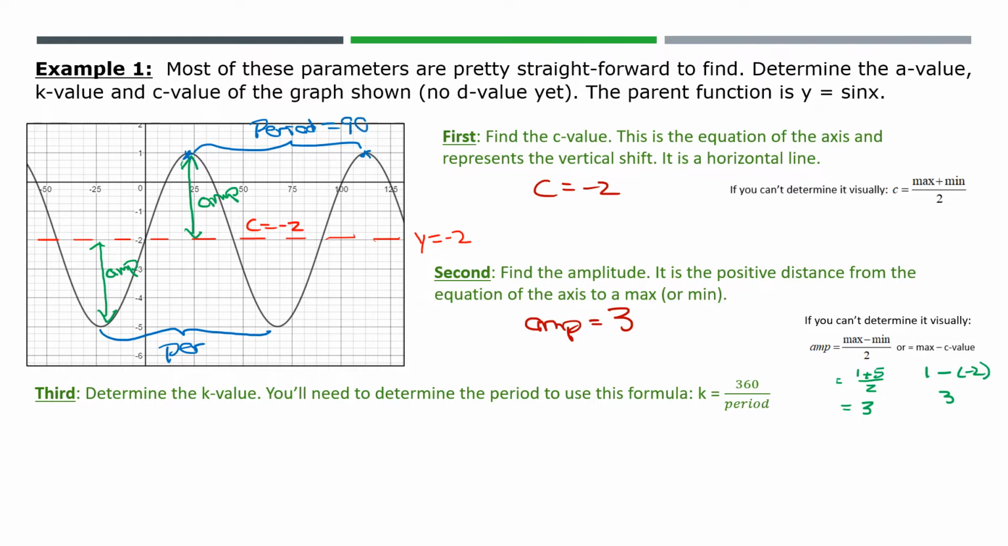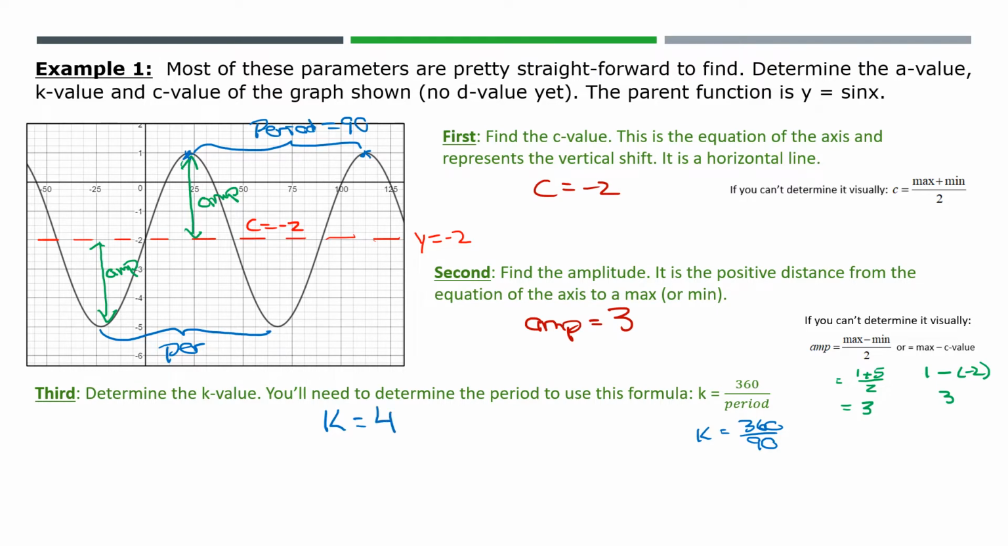So if our period is 90 units, I'm going to go down to my formula here. My k value is going to equal 360 over 90, and we always use fractions, not decimals. This doesn't work out to be a decimal anyway, but we get a k value of 4. So our k value is equal to 4.